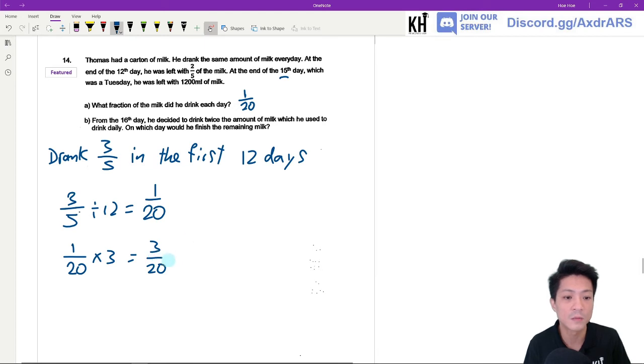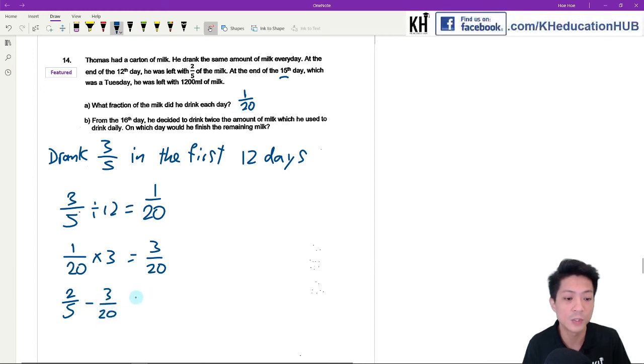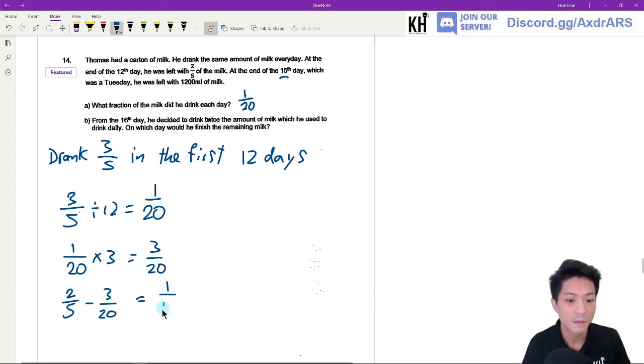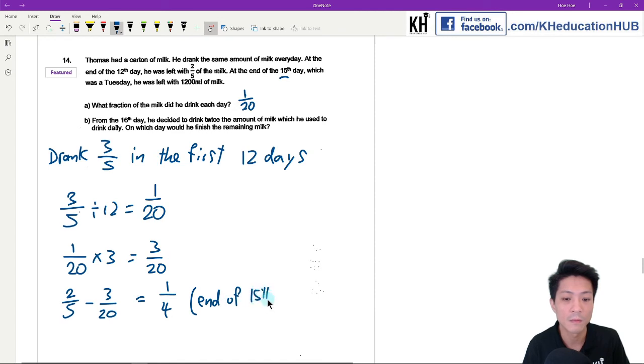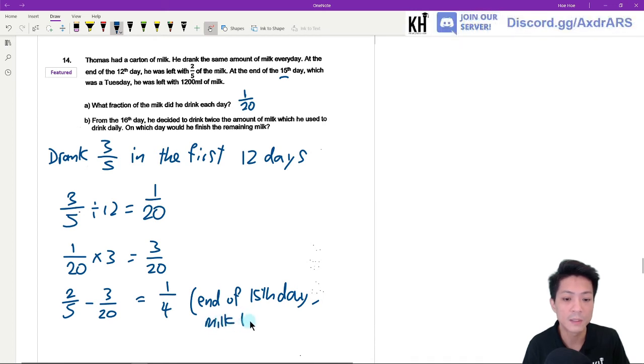And then I'm going to use 2/5 minus 3 out of 20, because he drank another 3 out of 20. That gives me 1/4, which means that at the end of the 15th day, this is the fraction of milk left.